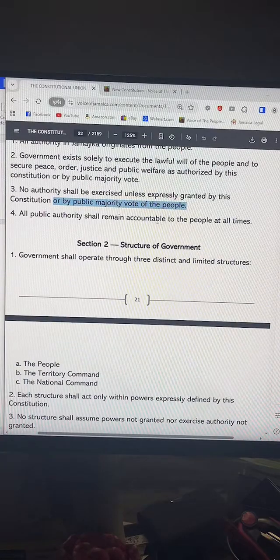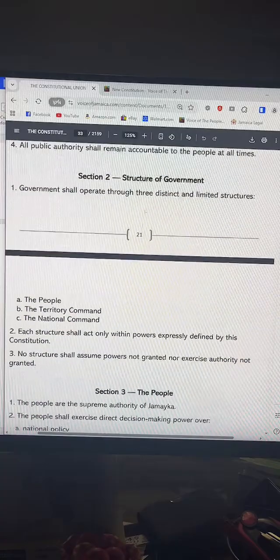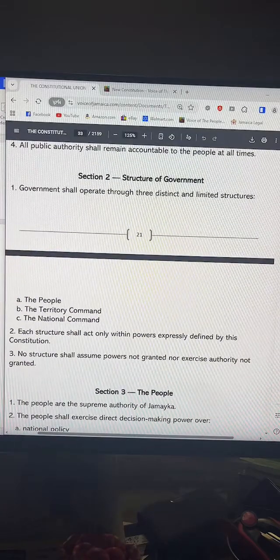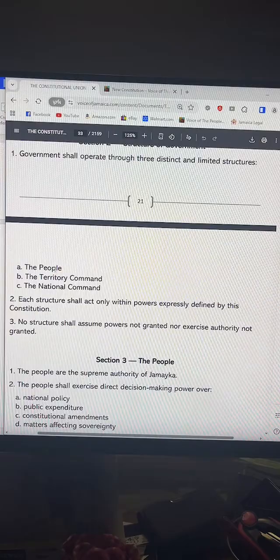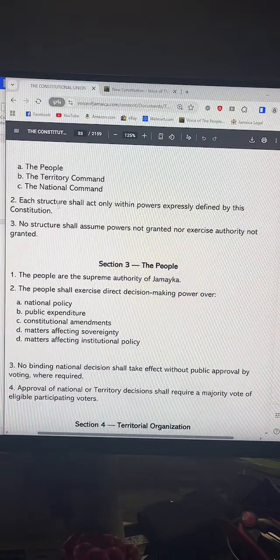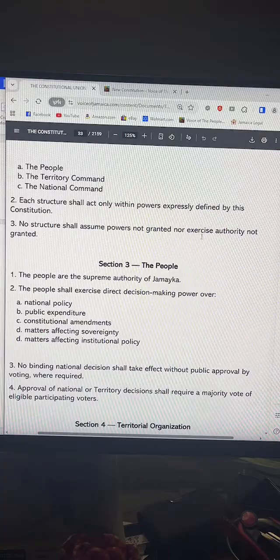All public authority shall remain accountable to the people at all times. And as you go through this constitution, you will see what that actually means, right? All public authority shall remain accountable to the people at all times. Structure of government. Government shall operate through 3 distinct and limited structures: the people, the territory command, and the national command. Each structure shall act only within powers expressly defined by this constitution. No structure shall presume powers not granted nor exercise authority not granted.